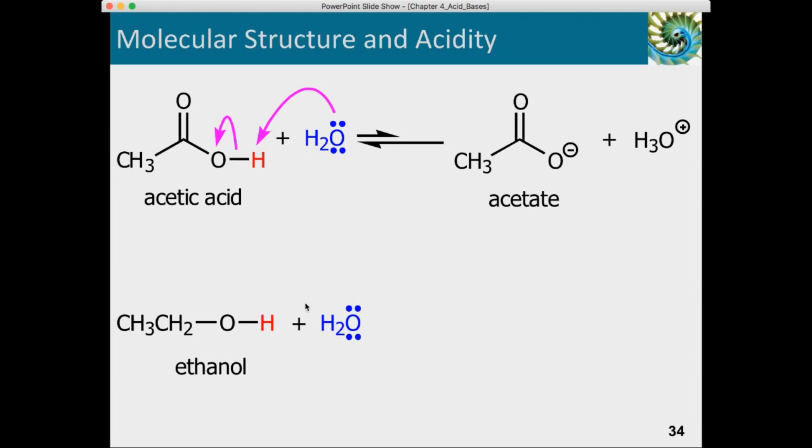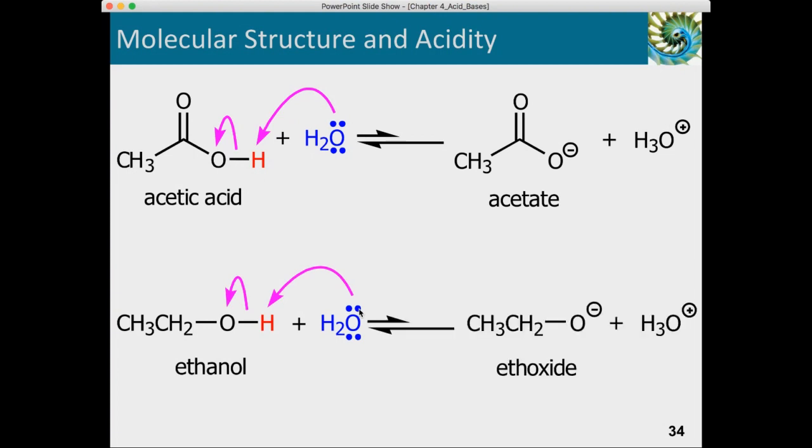Ethanol with water, same thing, in this case, water acting as a base, forming a new covalent bond with the acidic proton of ethanol that leads to ethoxide and hydrogen ion.